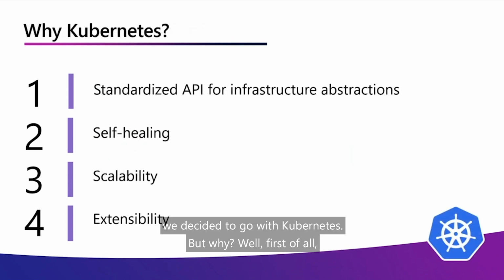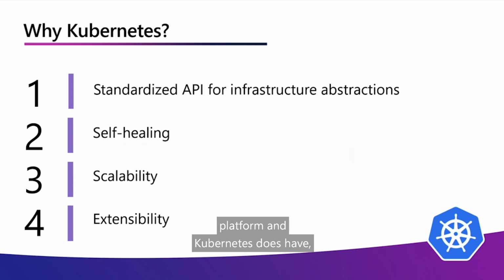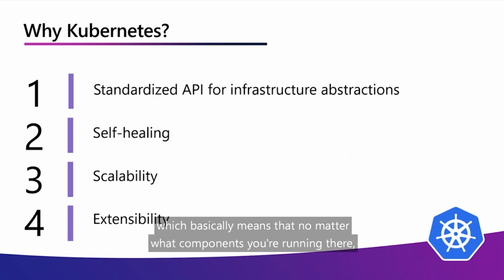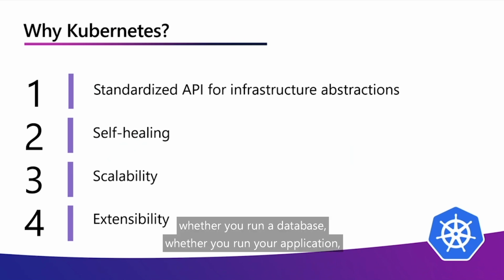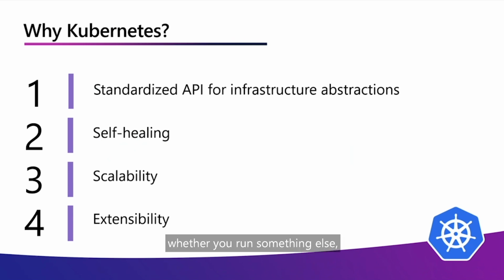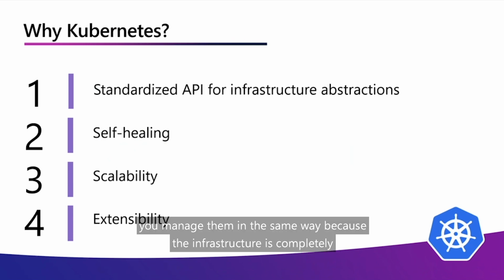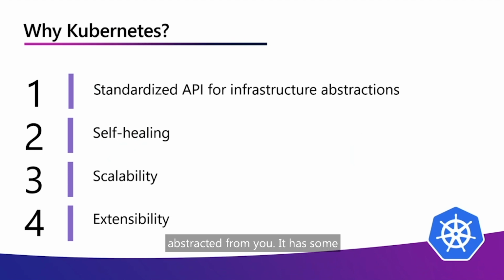For those reasons, we decided to go with Kubernetes. But why? Well, first of all, because we want to have a uniform platform, and Kubernetes has some standardized APIs for infrastructure abstraction, which basically means that no matter what components you run in there, whether you run a database, whether you run your application, whether you run something else, you manage them in the same way because the infrastructure is completely abstracted from you.